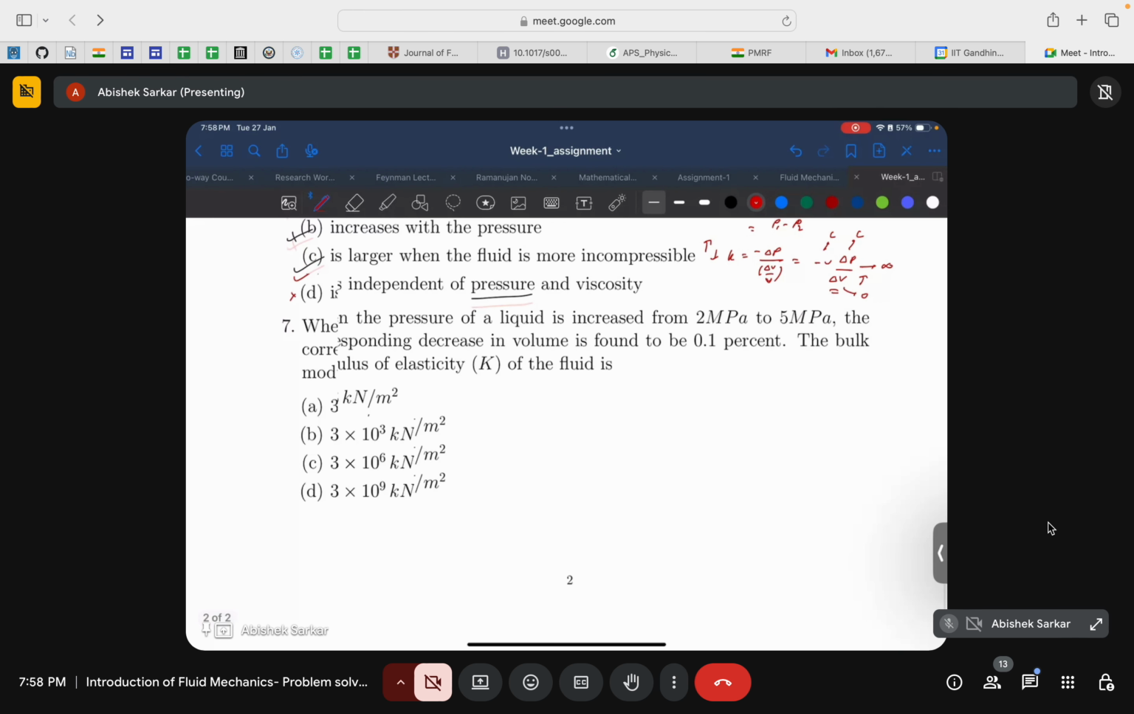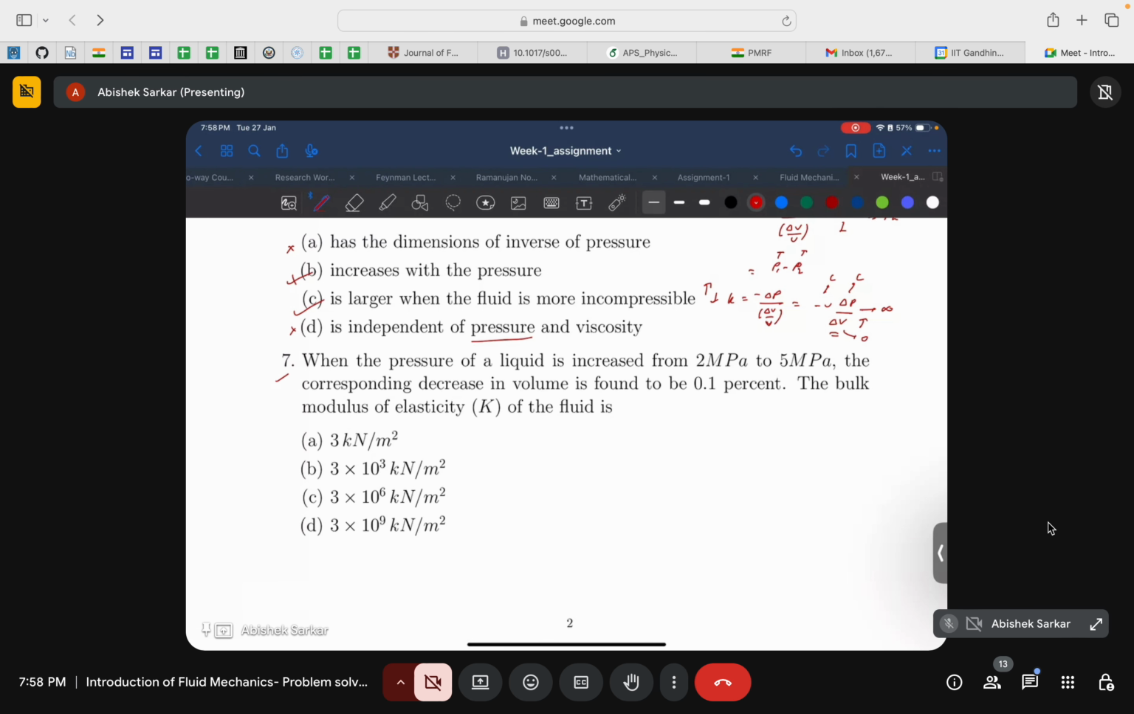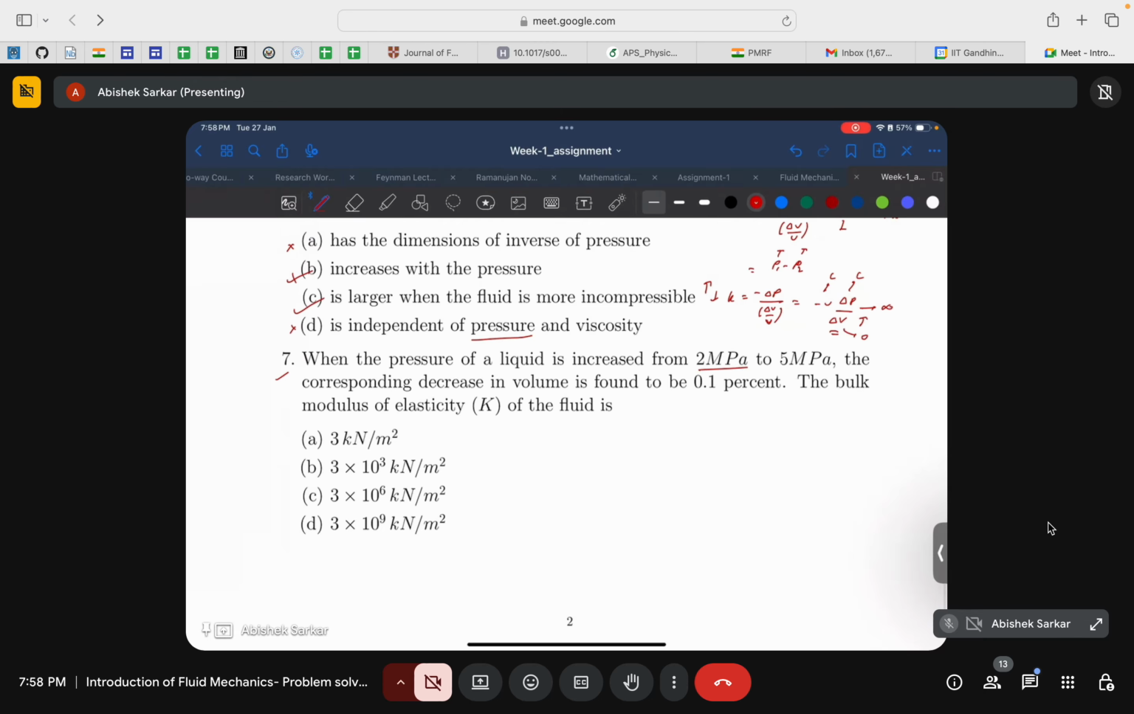So the final question is question number 7. Again, I will leave this to you. It's very simple, the first numerical problem for this course. When the pressure of a liquid is increased from 2 megapascal to 5 megapascal, the corresponding decrease in the volume is found to be 0.1%. The bulk modulus of the fluid K is given by, okay, the options are already given.